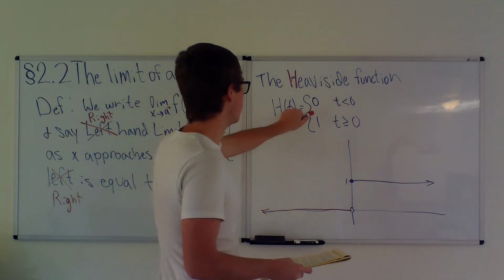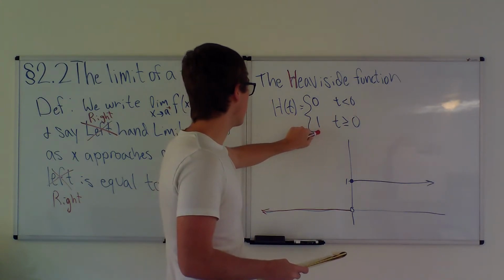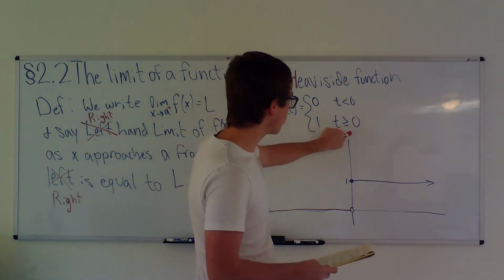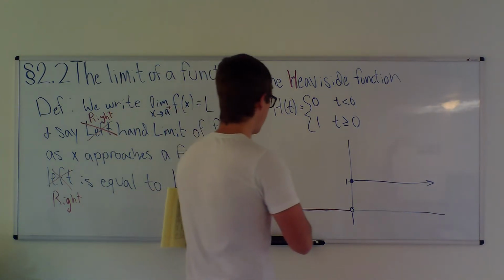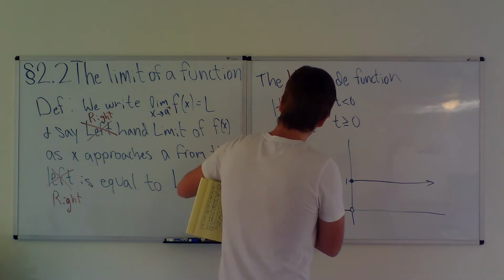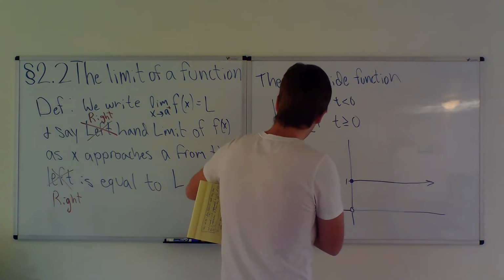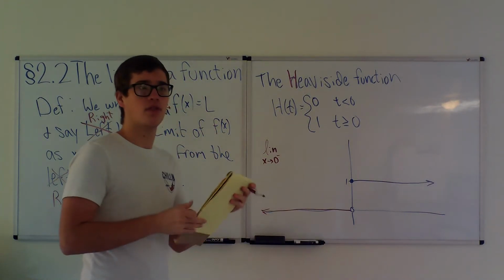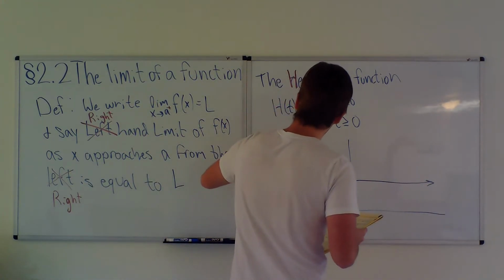So now we look at it. h of t is equal to 0 when t is less than 0, and h of t is equal to 1 when t is greater than or equal to 0. So, as the limit, we see from the graph, as x approaches 0 minus, it's not negative 0, it's 0 from the minus side, the left-hand side of 0, of h of t.